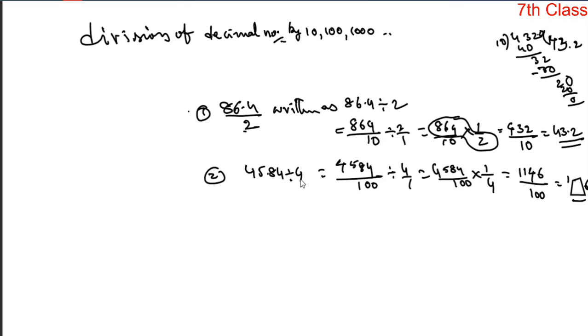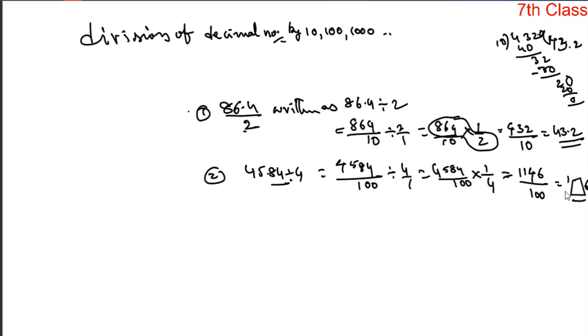So that means here we are dividing this decimal number by a whole number. So finally we are getting the decimal fraction. Here how many digits are there? There are 2 digits to the right of the decimal point. If you observe this one, how many digits are there? There are 2 digits to the right of the decimal point in 45.84.